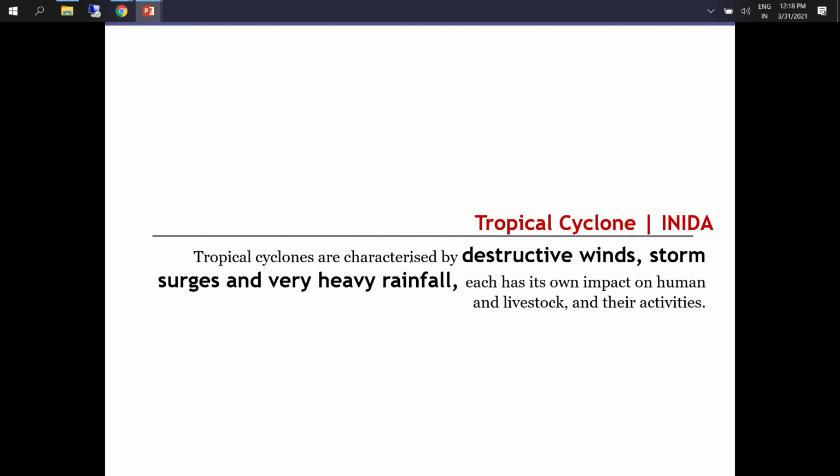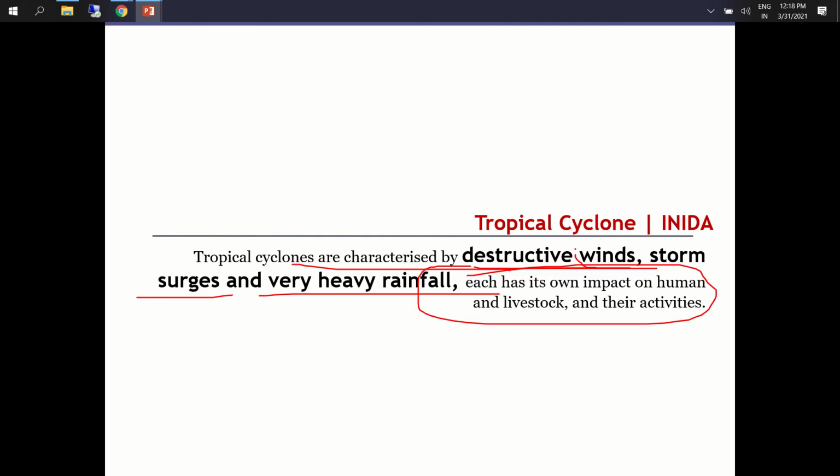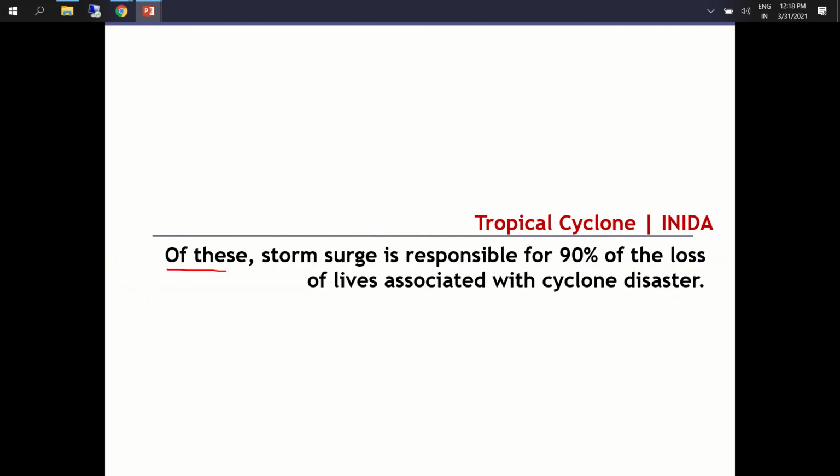Tropical cyclones are characterized by destructive wind, storm surge, and very heavy rainfall. That's what I was trying to explain. It will have an impact on both humans and livestock. If you see the statistics, whether we are affected by wind, rainfall, or storm surge, storm surge is responsible for 90% of the loss of life associated with the cyclone.